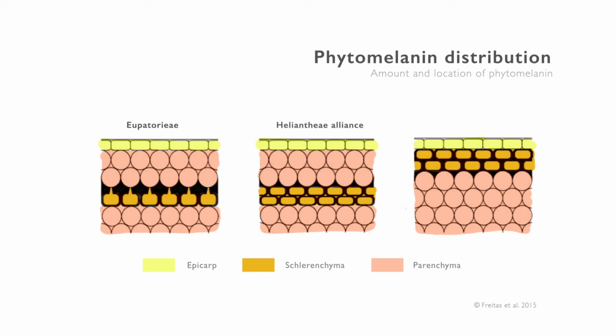This is also the case in members of the Heliantheae alliance, with the difference that the shape of the sclerenchyma is somewhat different than the one that is present in the Eupatorieae. But notice the difference in the Vernonieae. Look how cool this is. The sclerenchyma is right next to the epicarp. There's no intermediate layer of parenchyma, and that is the type that Freitas et al. described in 2015. So very, very interesting result.